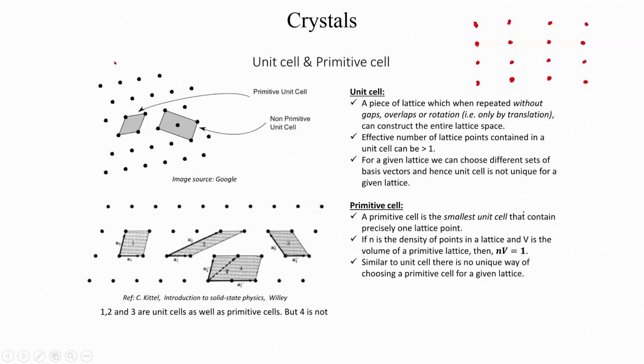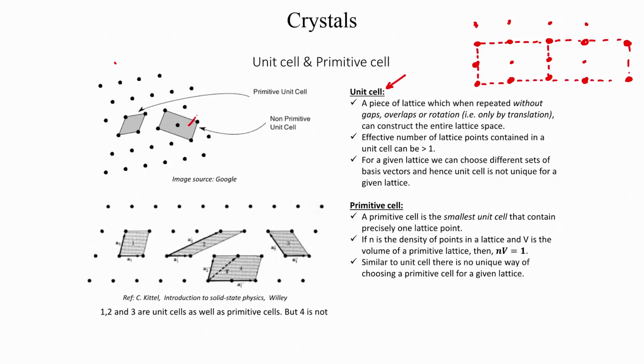The first thing is to identify the most fundamental structure that can define this crystal space, and there are two ways to go about it. The first is to define something called a unit cell. So what is a unit cell? A unit cell is essentially any building block, making a polygon, let's say, out of these lattice points, such that when this building block or geometrical entity is repeated again and again, it can be used to fill up the entire lattice plane without having any gaps. So this entity can be used to fill up the entire lattice plane.